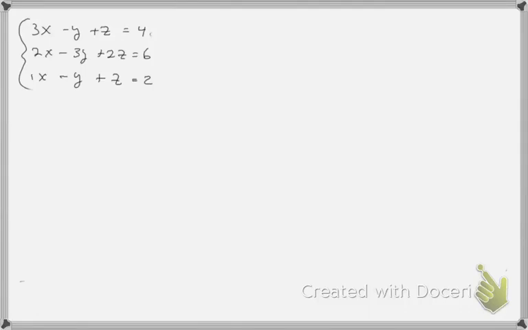Here I have a system of 3 equations with 3 variables. And what I found in the past is that when people solve a system of 3 equations, they make far fewer mistakes if they use the addition method. So let's solve this problem that way.